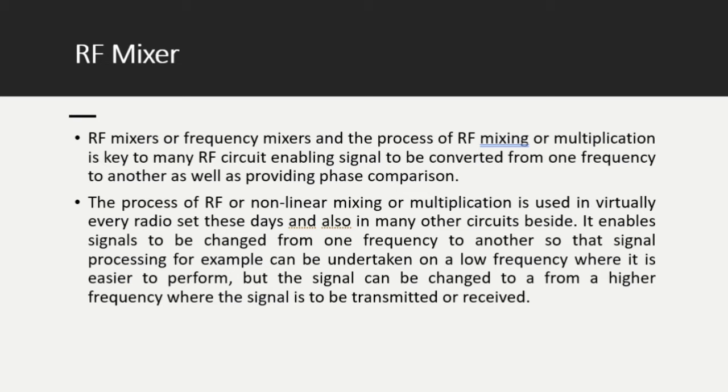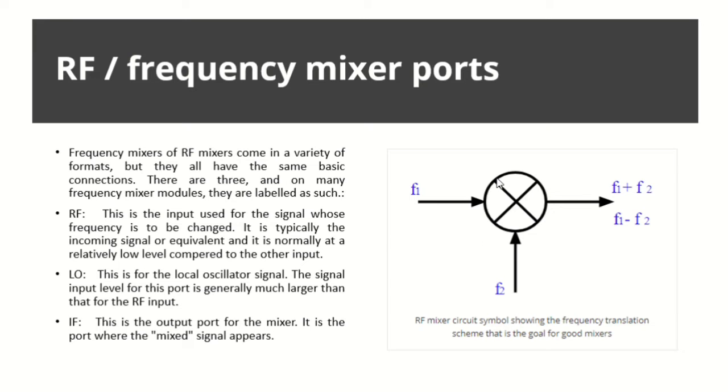Okay, so if you look at this picture here, this is symbol for RF mixer. So dia ada two input and one output. So the two input is F1 and F2, dan output dia F1 plus F2 dan juga F1 minus F2. Dan kita akan tengok macam mana dia dihasilkan this kind of output ni lah.